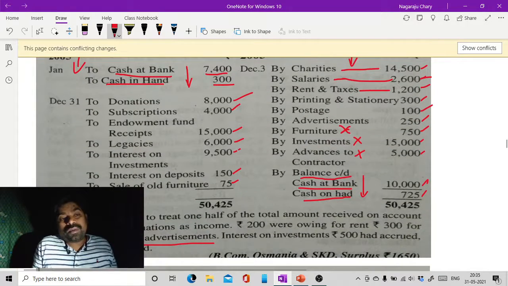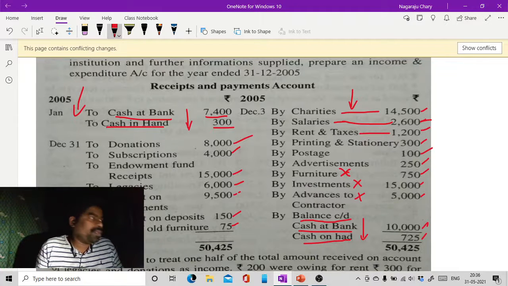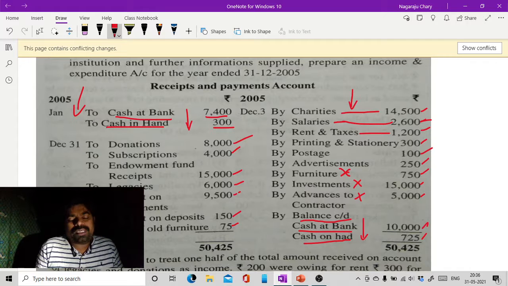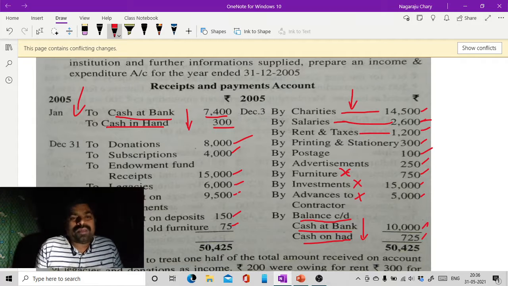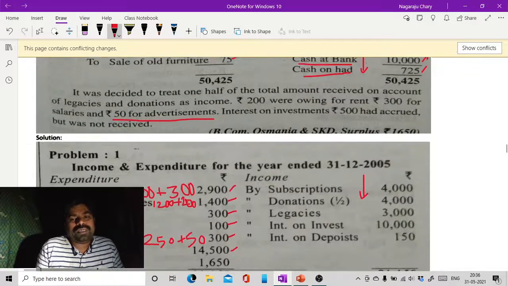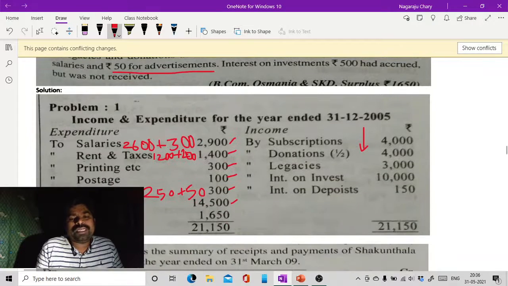Okay, you see next, on the credit side. So what are the receipts we have? Those should be income to the income and expenditure account. But which one is a capital receipt, which one is a revenue receipt, that we have to see. Okay, opening balances are not to be recorded.